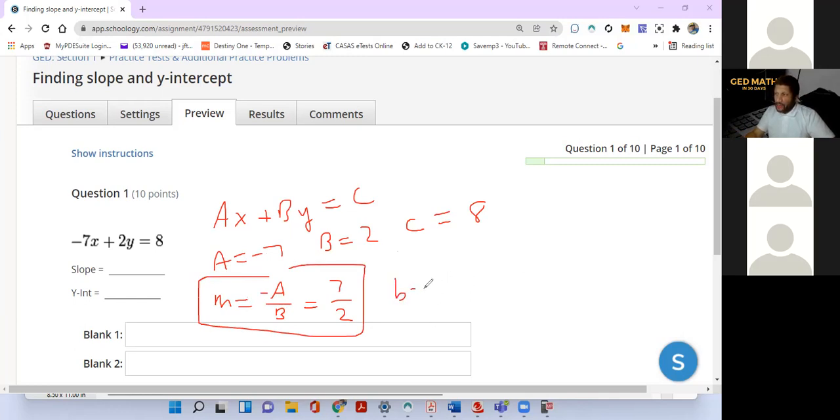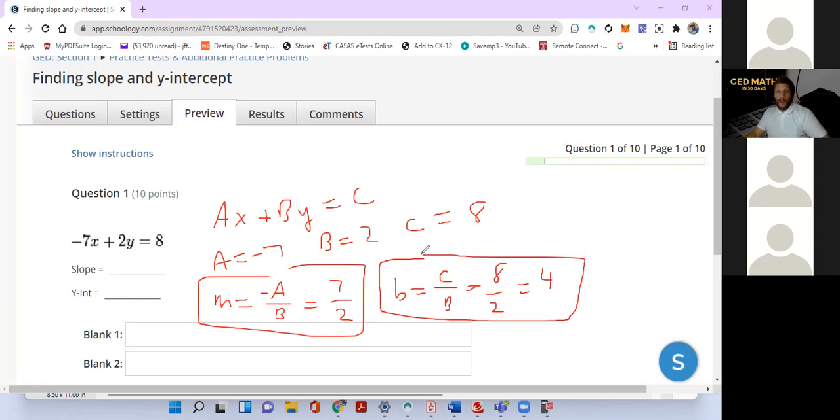The y-intercept is C over B. C is 8, B is 2, 8 over 2 is 4. So the y-intercept is 4. So just like previously, y equal 7/2 x plus 4. If they asked you for the slope, it would be 7/2. If they ask you for the y-intercept, it'd be +4. And if they ask you for the equation of the line in slope-intercept form, it would be this.